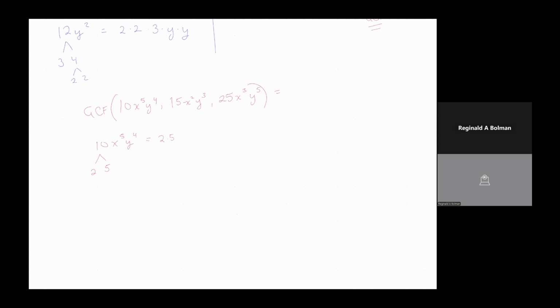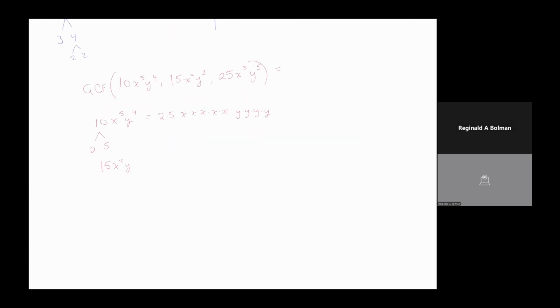x to the 5th is just x times x times x times x times x. y to the 4th will be y times y times y times y. So that's all I can do with 10x to the 5th, y to the 4th. I can just rewrite it like that. Okay, but I'm going to do the same thing for all of these.